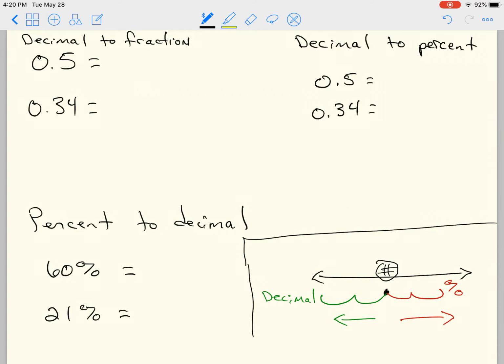Or, let's say it was already a percent, like 60%, and you wanted to make it a decimal. You would take that decimal and move it 2 places to the left.